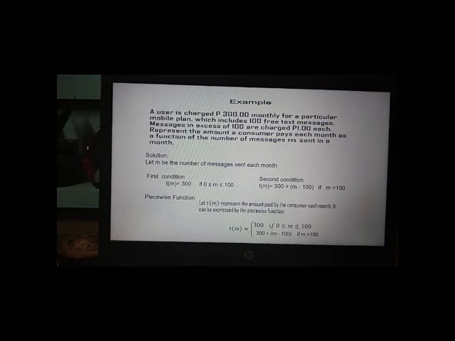Okay, let's take an example. For instance, you are going to text your friends, and you have sent 120 messages. Which among the two formulas are you going to use? Okay, you're going to use the second formula, since 120, your number of messages sent, is greater than 100.